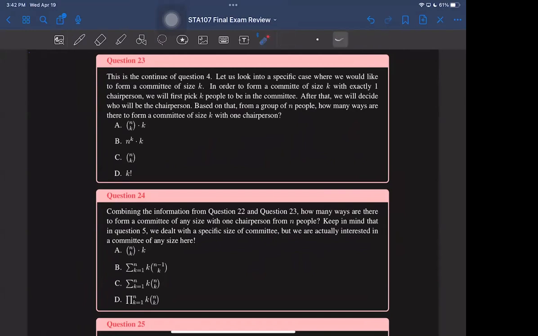So here, let's suppose that our committee has size k. In order to form a committee of size k with exactly one chairperson, we will first pick the k people out of the n people, so that we have, okay, these are the k people that will be in the committee. And once you form the committee, you will pick the chairperson. So how many ways can that be done?